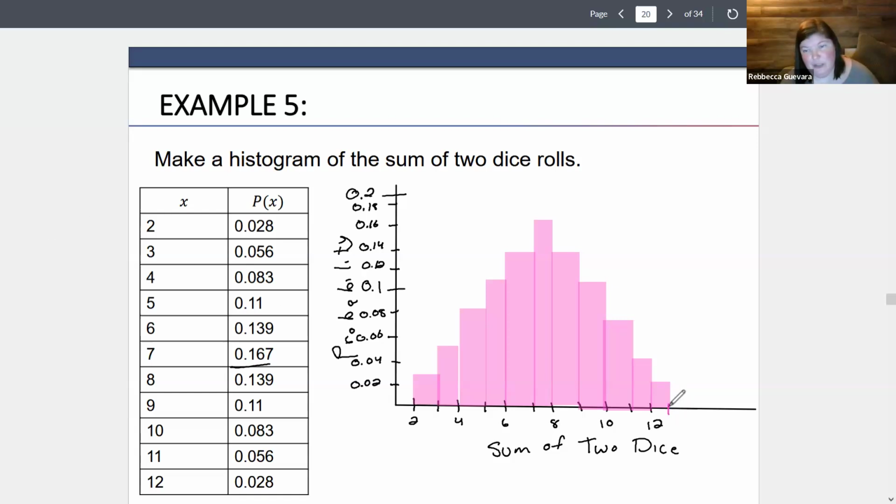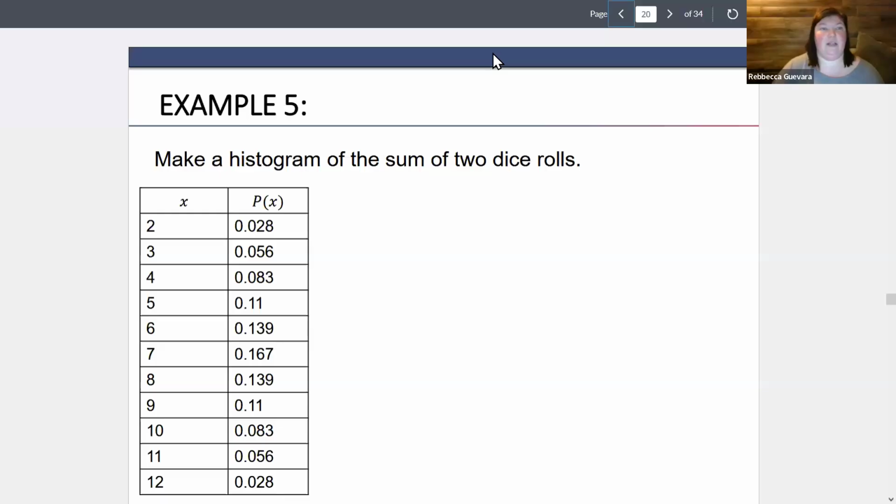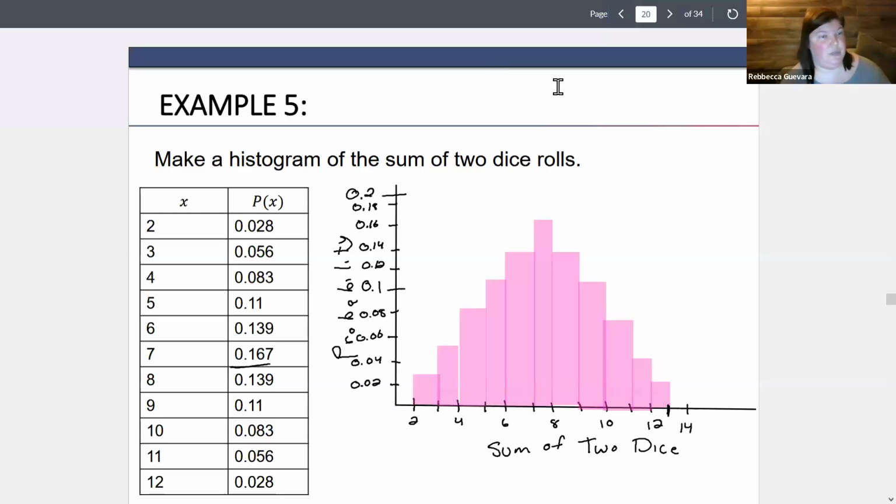Don't forget that we have to end it here, so that's 13, but we're not going to write it there. I'm going up by 2s. That's all it is. That's all we have to do to make a histogram from a probability distribution. That is how we used to do them.